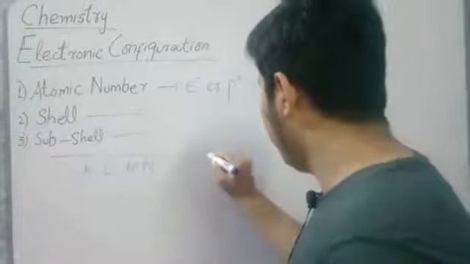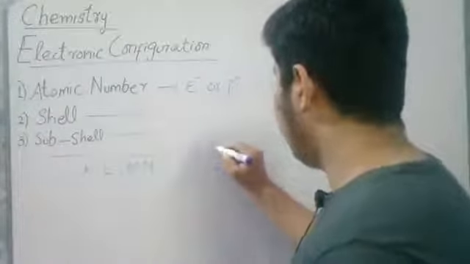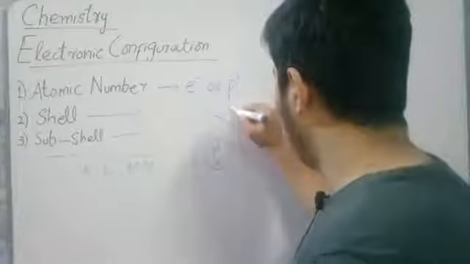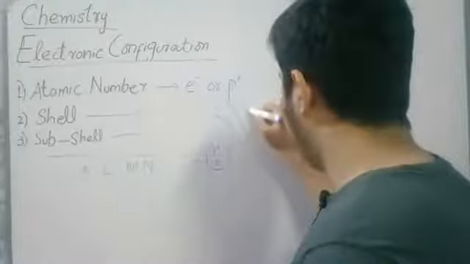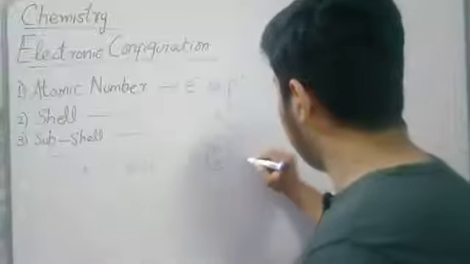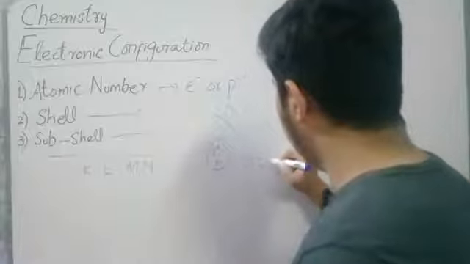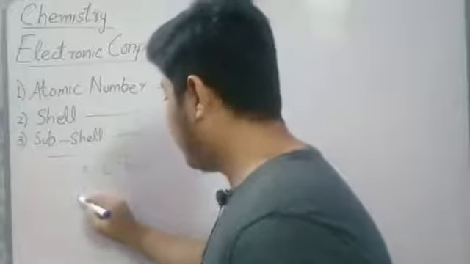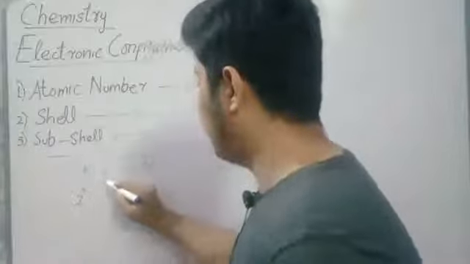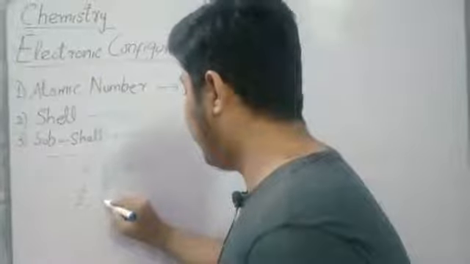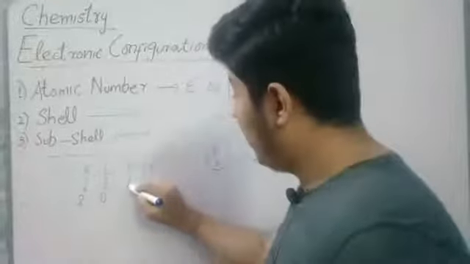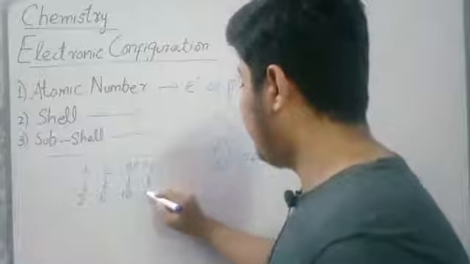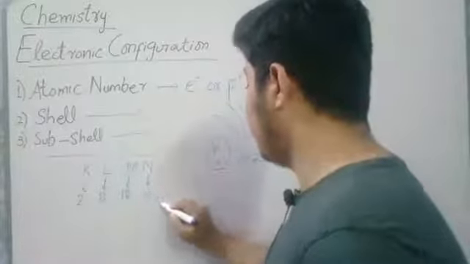This is the nucleus of an atom. It contains protons, neutrons and 4 shells: K, L, M and N. This is the K shell, then the L shell, then M and N. The K shell can accommodate a total of 2 electrons. The L shell can accommodate 8 electrons. The M shell accommodates 18, while the N shell accommodates 32 electrons.